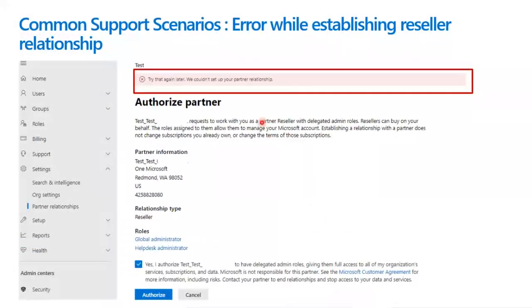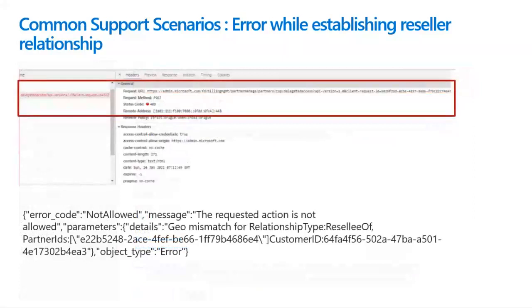This is how the error will look if a customer from a different regional market tries to accept the reseller relationship with the partner. For example, the customer is from the European market while the partner tenant is from the US market. If you perform further analysis of this error event via the browser network logs, you would see the exact error message calling out geo mismatch for relationship type.